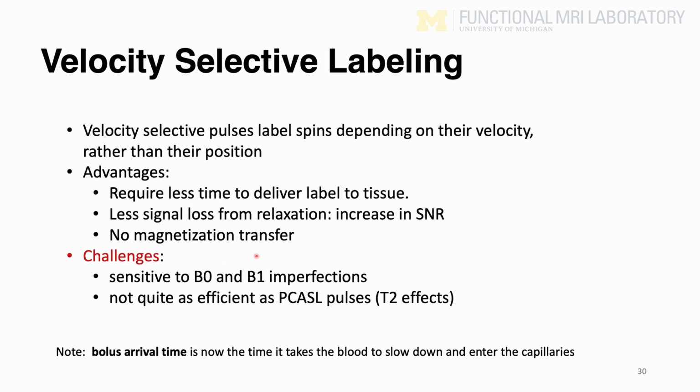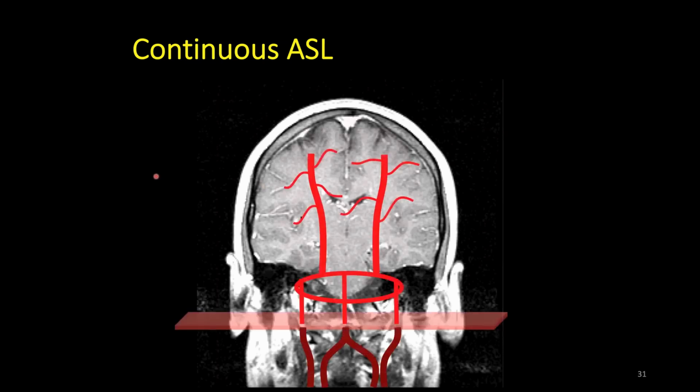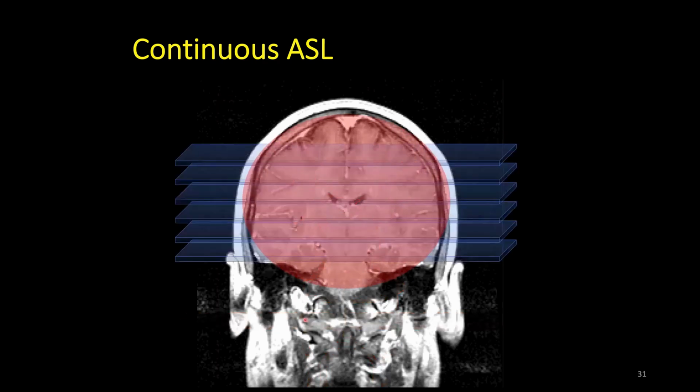There are some challenges in that these pulses are not perfect. They're sensitive to B0 and B1 imperfections, and you don't get the kind of efficiency as you do with PCASL because of T2 effects. I'll talk a little bit more about that in a second. So just to recap, something that you probably already know, when you're doing a continuous ASL experiment, you're applying a labeling pulse over here, the blood flows in, and then you collect your image.